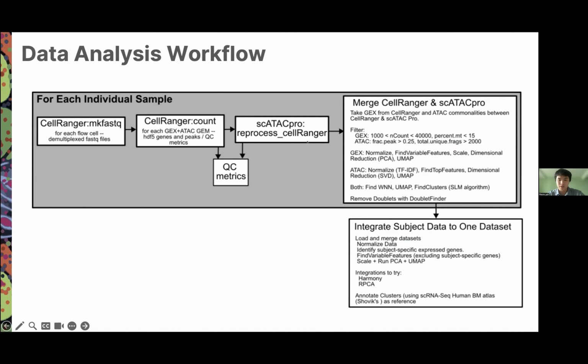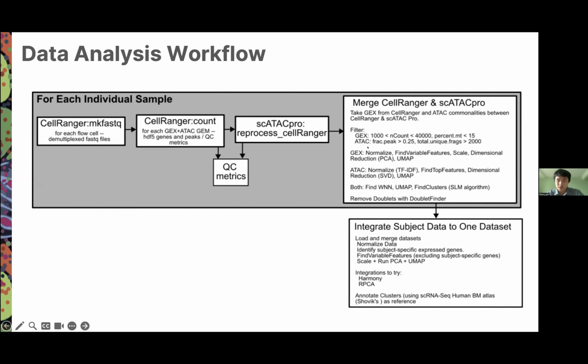quality control metrics. Then low quality cells were filtered out using total UMI count between 1,000 and 40,000, percent of mitochondrial reads less than 15%, fraction of reads in peaks greater than 25%, and total unique fragments higher than 2,000.